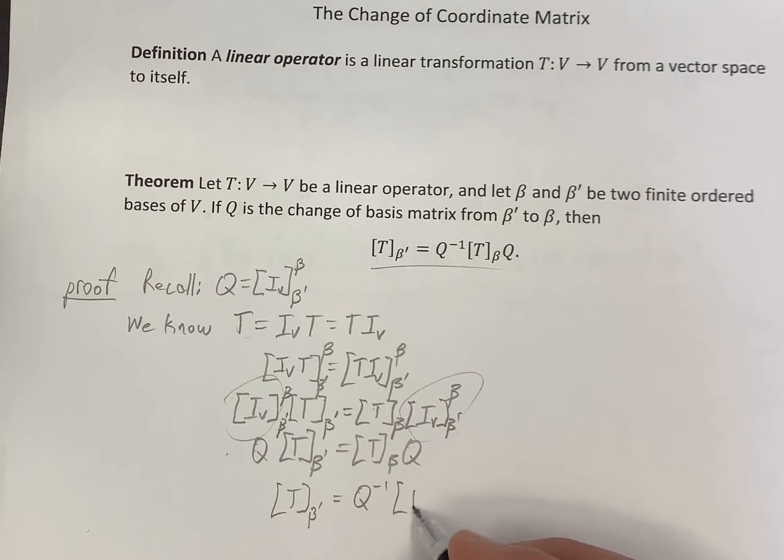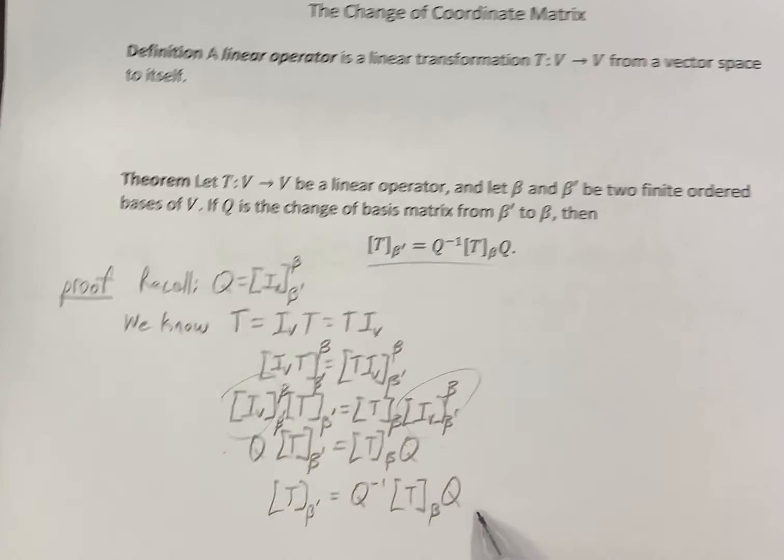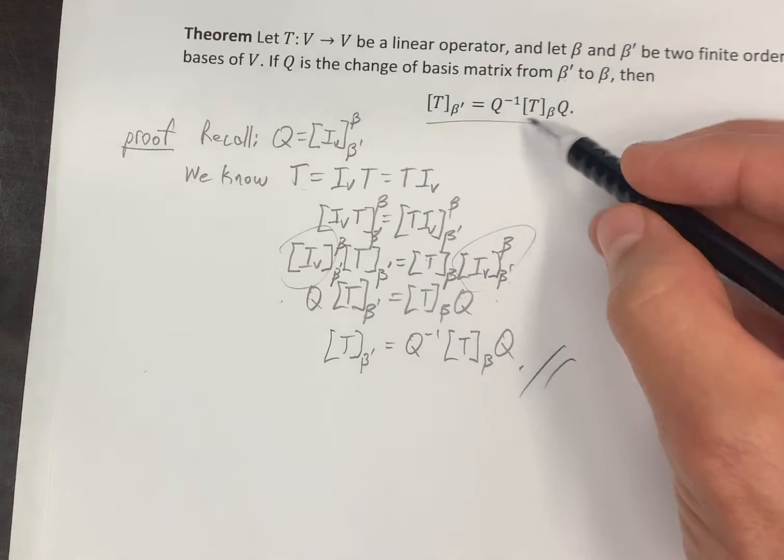And frankly, you can notice that if you wanted to, you could multiply by Q inverse on the right, and you could get back the other direction. So this is the proof, but you can get back and forth.